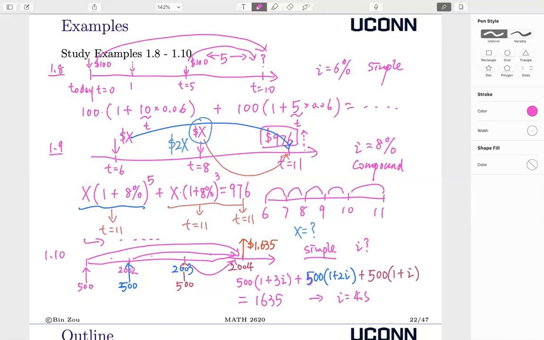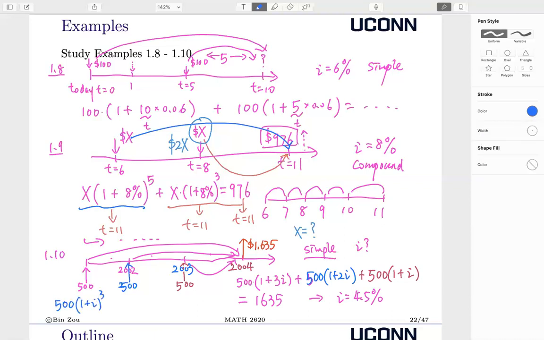So this is actually 4.5%. The more complicated case is for the compound interest rate because in that case, you will not be able to get an explicit result. For instance, if we try the same question, but for compound interest rate, what will be happening?